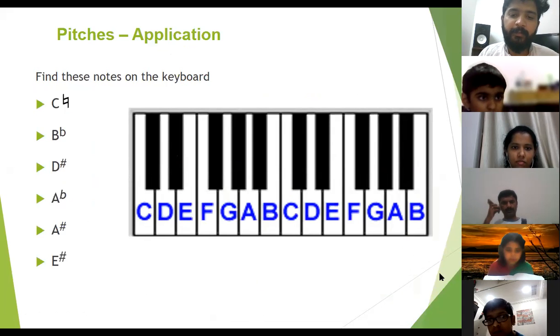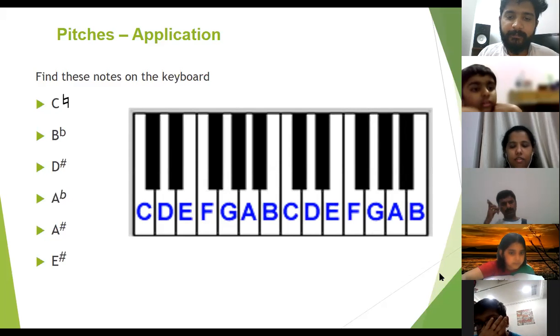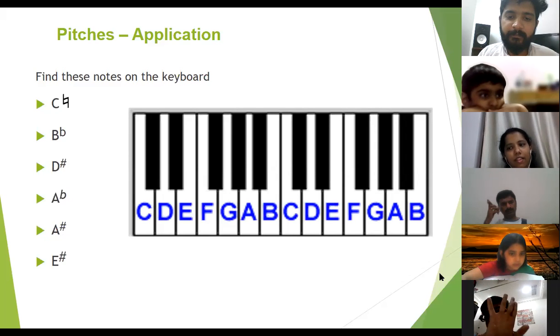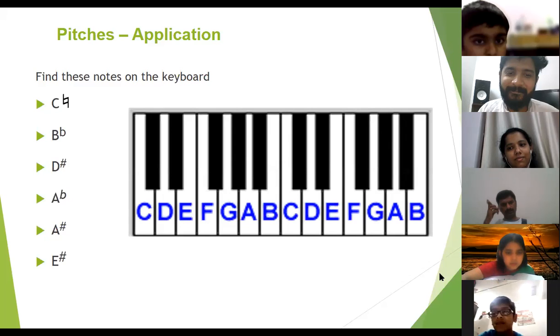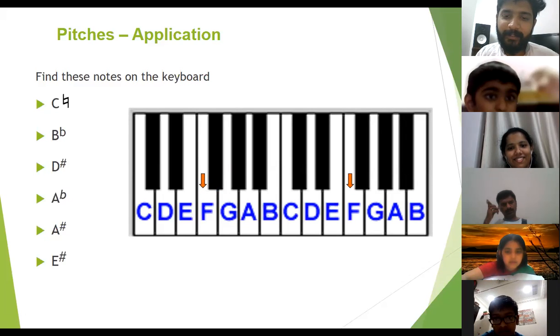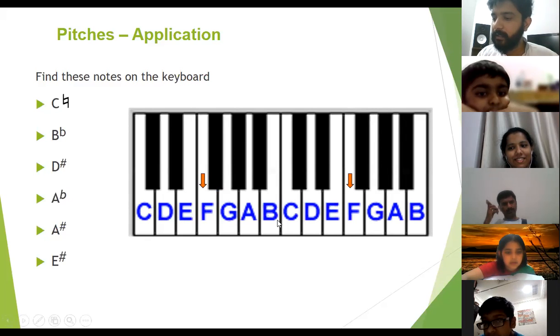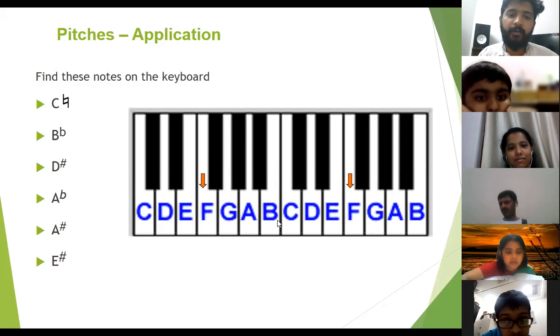E sharp is going to be, who can tell me? Joanne, can you tell me what is E sharp? E sharp is going to be F. Okay, E sharp is going to be F. Very good, Joanne. Excellent. Because sharp means you go to the next key. It doesn't mean anything else. Thank you, Joanne. So you go to the next key.